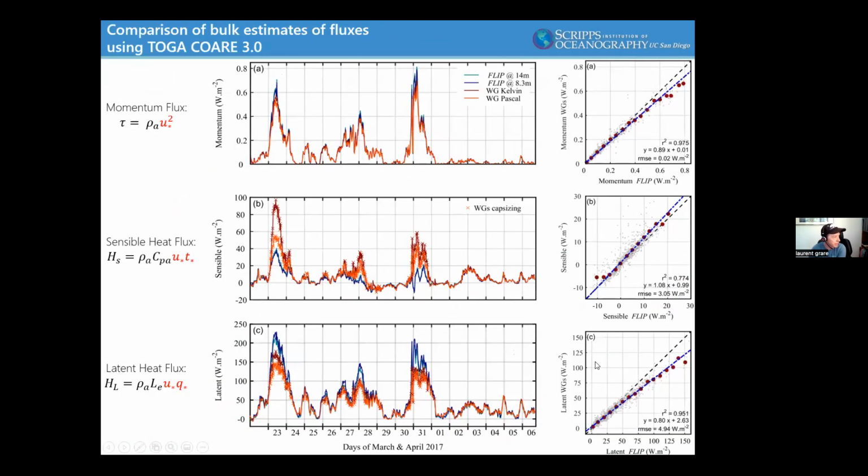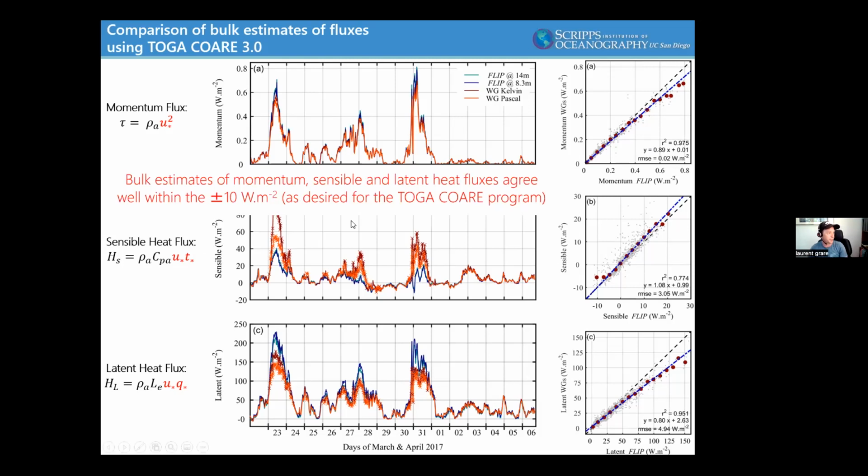I'm going to go just quickly over that. Based on these parameters, u star, T star, q star, we can compute the momentum flux, sensible heat flux, and latent heat flux. And we see that overall, it's also doing a pretty good job comparing data from FLIP and from the Wave Gliders, with, for example, for the sensible heat flux and the latent heat flux, an agreement within plus or minus 10 watts per meter squared, which was the original goal of the design of COARE.